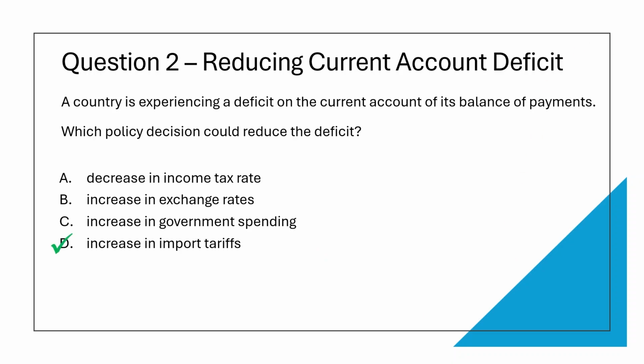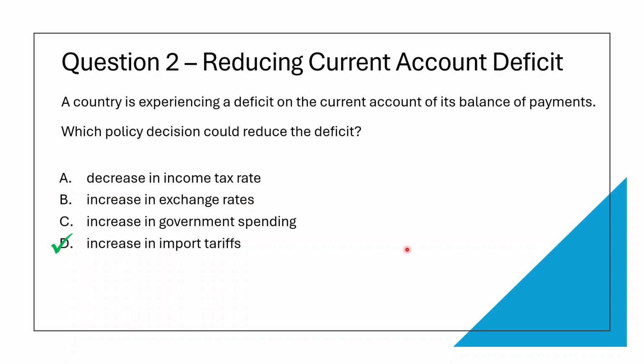Increase in import tariffs. A current account deficit means imports are greater than exports. To reduce the deficit, the country needs to reduce imports. So import tariffs make imported goods more expensive. It means consumers will buy fewer imports. As imports fall, the current account deficit decreases. Now let's also check why not the other options.